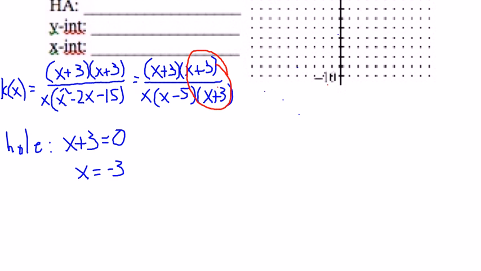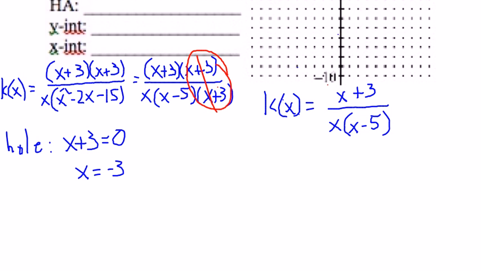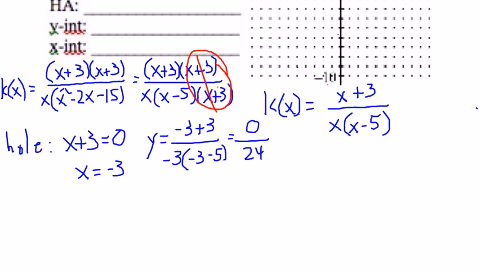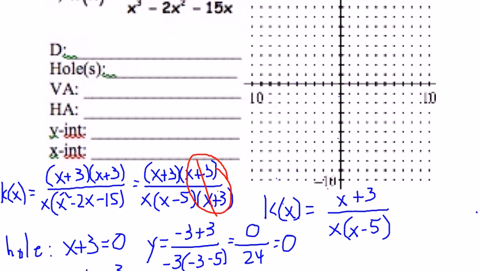To find the y value, you need to write out your simplified version after you've divided through your common factor. So our simplified version is x plus 3 over x times x minus 5. So to find the y value of your hole, you just take the x value you just found and plug it in. So y equals negative 3 plus 3 over negative 3 times negative 3 minus 5. Well, that's 0 over 24, which is 0. So that means that our hole is at negative 3, 0. Go ahead and graph that before I forget.